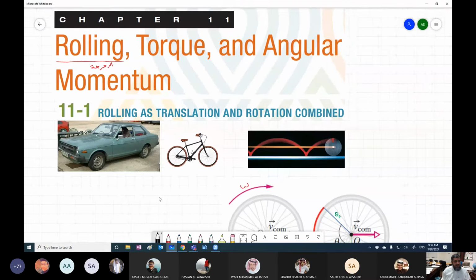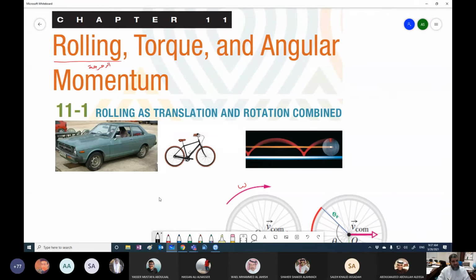طيب نسأل الله التوفيق والإعانة على فهم شابتر نمبر 11. شابتر 11 will talk about rolling، الرولينج اللي هو الدحرجة. When you have both motions together. لاحظوا إنه earlier chapters كان في عندنا translational motion. The object will move from one place to the other. In chapter 10 rotation، يعني pure rotation. The object جالس في مكانه، pure rotation، لا ينتقل من مكان لآخر.